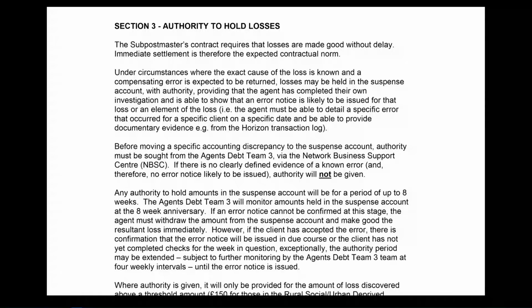If we look back at section 3 and the authority to hold losses, is it right to say that the ability to hold apparent losses in the suspense account was intentionally restrictive? Yes, I think initially, going back to pre-Horizon days, it was often used for the wrong reasons, and they had lots of amounts being held in there. So it was supposed to be used for specific cases where there were known errors, awaiting transaction corrections or error notices.